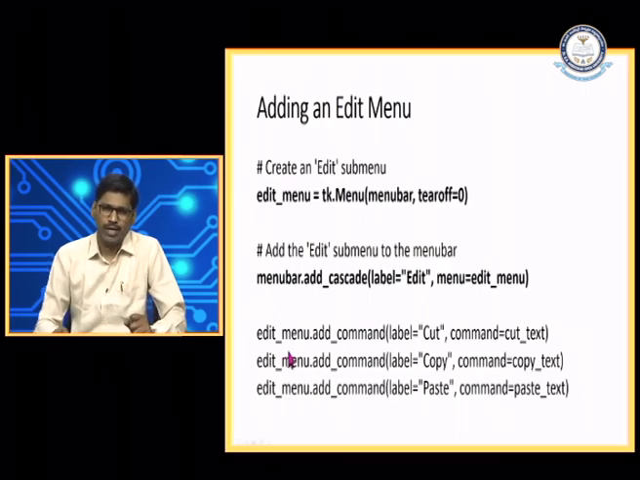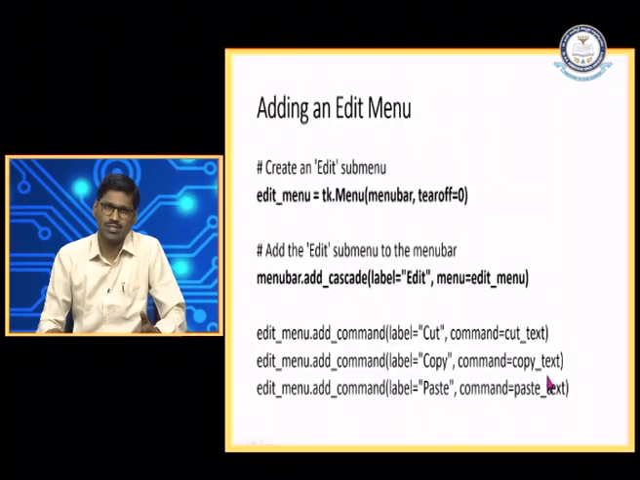Now, see, edit underscore menu object name dot add underscore command, a predefined method to add the commands, where you want to add and what name you want to display, you can write here. Label assignment cut, I want to display the name cut, comma, command. This command is used for the action you want to implement when the user clicks on cut. Obviously, that selected text should be cut. So, for that we need to write cut underscore text, and that selected text will be cut.